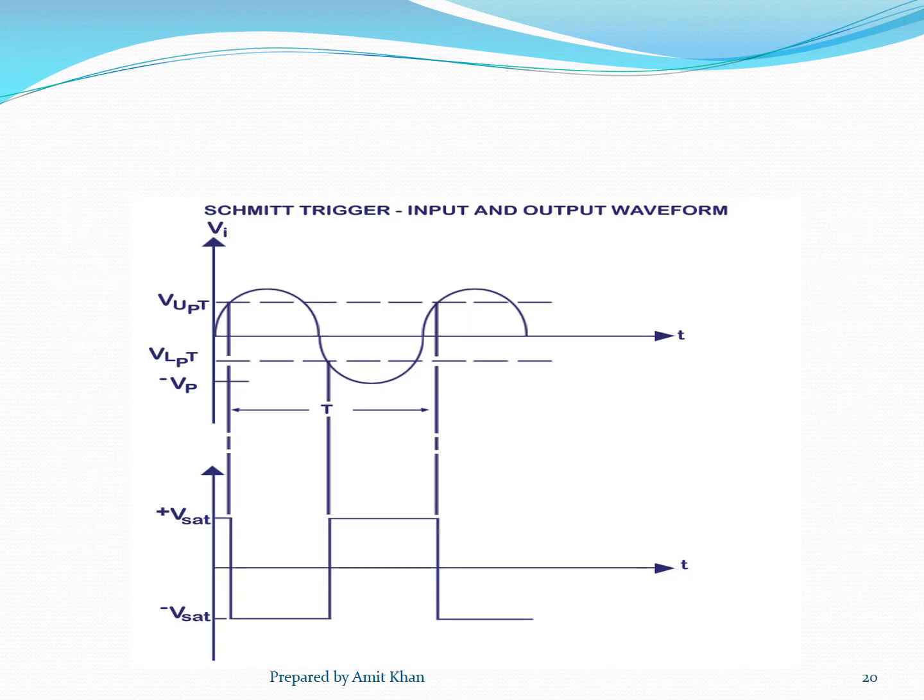So this is the Schmitt trigger input and output waveform. Here we can see that the input waveform is a sine wave and we get a square wave in the output.